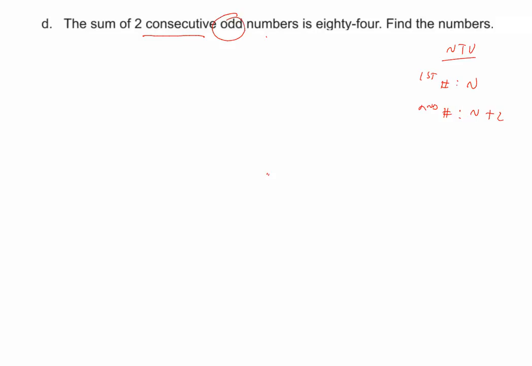If it said just consecutive numbers, it'd be n plus 1. But remember, for odd numbers, you're counting by twos. For even numbers, you're counting by twos. It's by the 2. Okay. The "is" is the equal sign. Do you agree? Omar, you've been real quiet today. What do I put to the right-hand side of the equal sign? 84. Do you concur? You should concur.